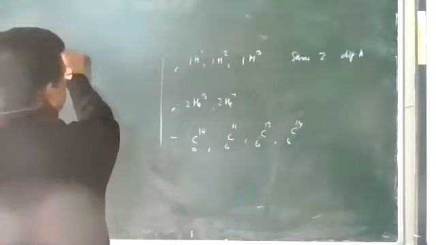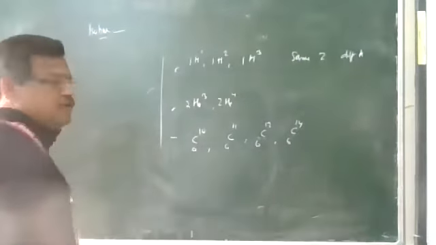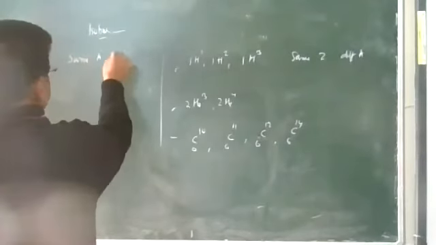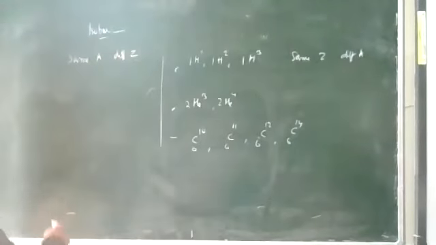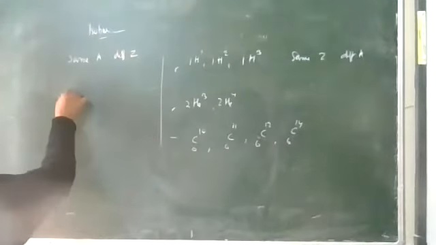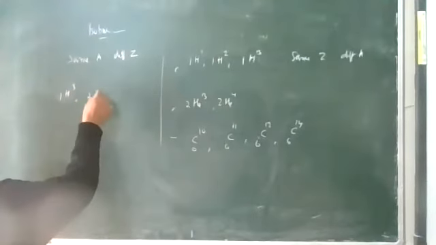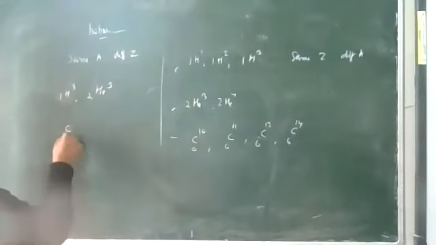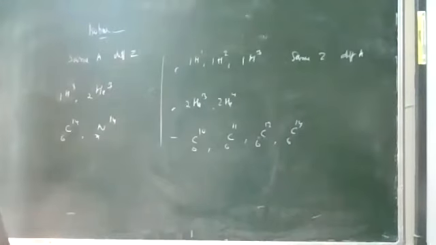Isobars have the same A, different value of Z. The 2-3 pairs you should remember: first pair, 1H3 and 2He3, and 6C14 and 7N14. So these are isobars.